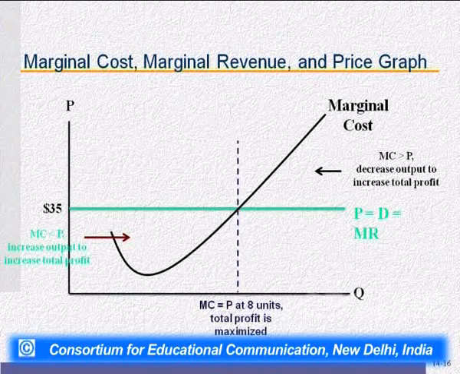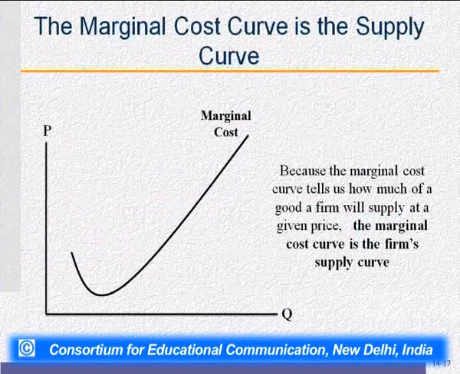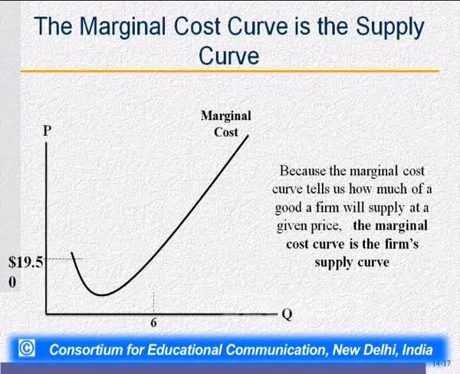Now MC is equal to P, which we discussed, cuts at 8 units, where total profit is maximized. The marginal cost curve is also called the supply curve, which slopes upward, because the marginal cost curve tells how much of a good a firm will supply at a given price. The marginal cost curve is the firm's supply curve.